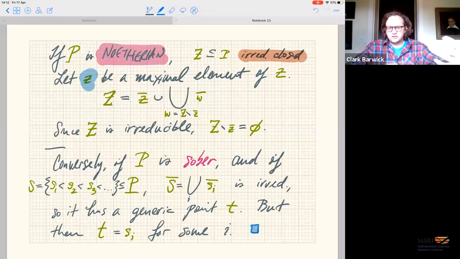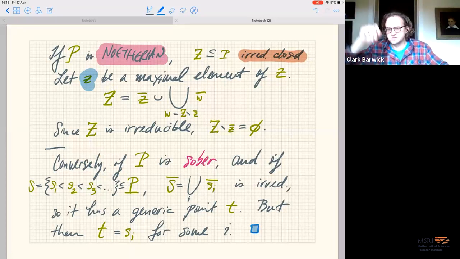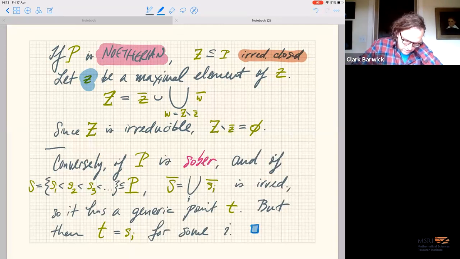And then, if I look at z and I look at the closure of little z, I might have missed some stuff. So whatever that stuff is, I'll just look at the closures of all those pieces as well, and I'll just union them all up. Now, arbitrary unions of closed things are closed inside one of these Alexandrov topologies. So this is a description of Z as a union of a closed piece and another closed piece.